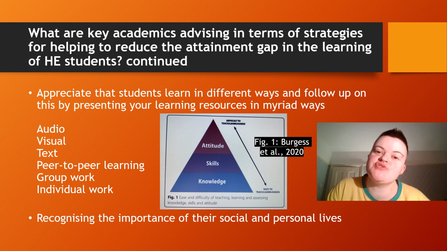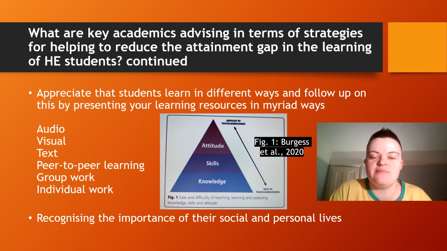So another way to help reduce the attainment gap in students' learning is to appreciate that students learn in different ways, and to follow up on this by presenting your learning resources in myriad ways. Here are some examples of how you could present your learning: audio, visual, text, peer-to-peer learning, group work, individual work. And these will help all kinds of aspects of Burgess et al.'s triangle, in the sense that you can increase knowledge, skills and attitude by presenting learning in the way that best suits your student.